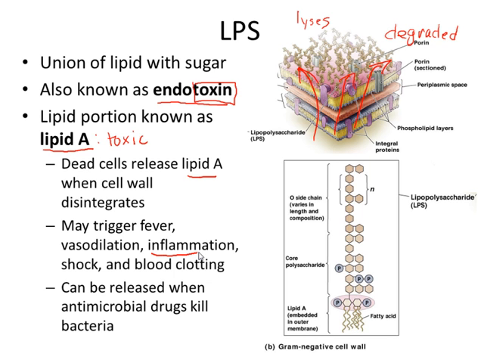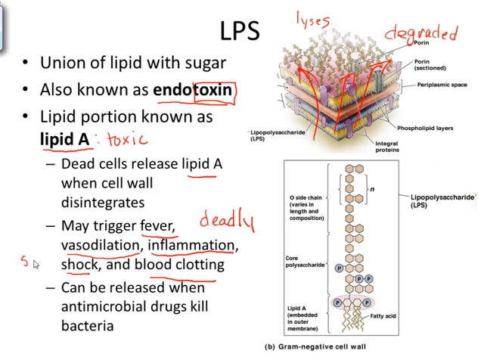Now, locally, it's going to cause inflammation. So when you get food poisoning, what happens is, as lipid A gets released, it causes inflammation. That inflammation leads to cramping and a lot of the symptoms you associate with food poisoning. From a systemic point of view, if lipid A gets released into your bloodstream, it's going to cause your body temperature to rise. It's going to cause your blood vessels to dilate, which is going to allow transport to occur at a much faster rate. It can cause shock. It can cause blood clotting. It can, in high levels, be deadly.